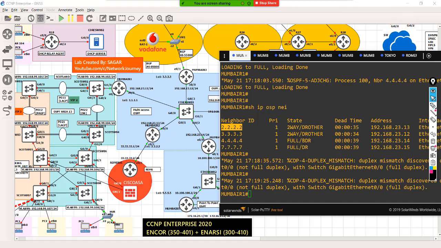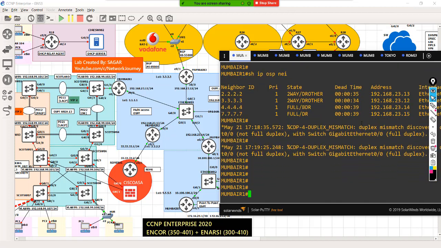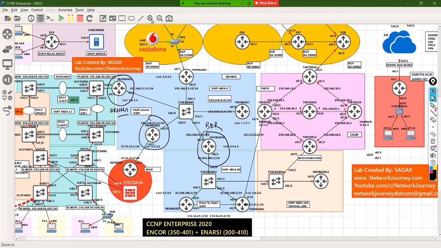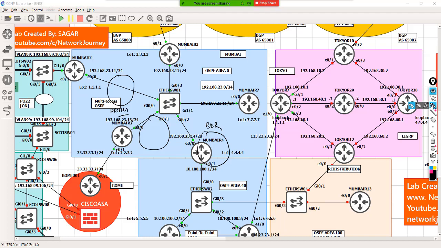Now let's say one of the routers, let's say this router, is a DR other. This is 3, right? So this is 4. Now this is BDR, and where is my DR? So this is my DR. What I'm going to do is, let's say I just shut down this loopback 1.1.1.1.